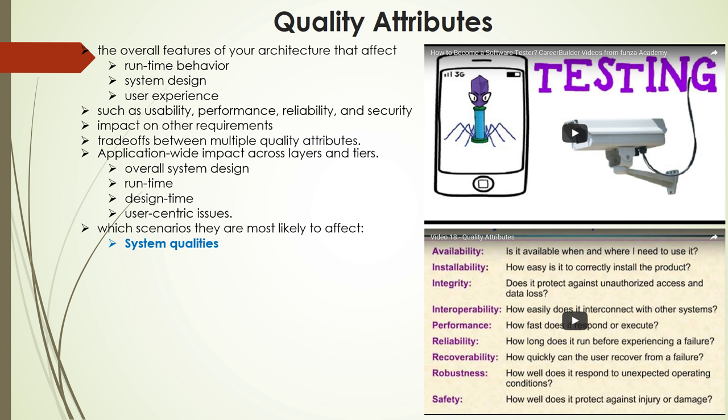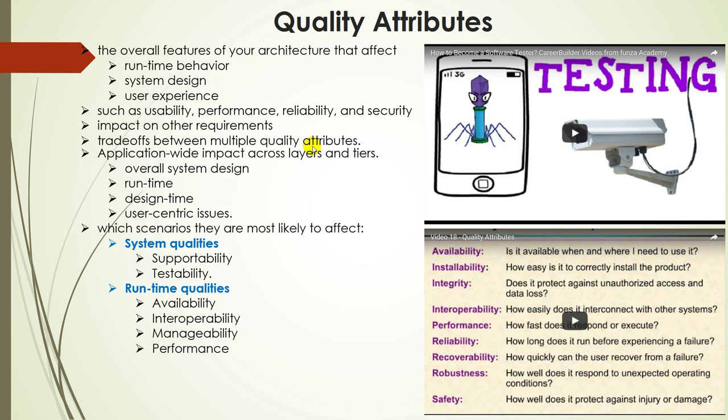The overall qualities of the system when considered as a whole, such as supportability and testability. The next one is the runtime qualities. The qualities of the system directly expressed at runtime, such as availability, interoperability, manageability, performance, reliability, scalability, and security.